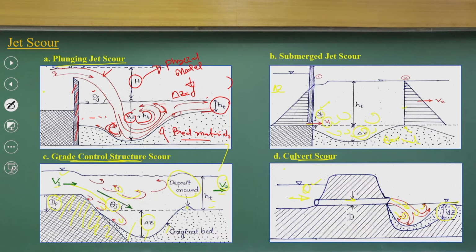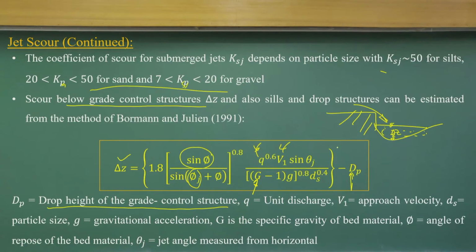Looking at this, you can understand that we can have a relationship between the scour depth as a function of dp, ds, the particle size, d50 most of the time we consider, then you have theta z, v1 and q. q is the unit discharge, discharge per unit width, v1 is the approach velocity, ds is the particle size and g is the specific gravity of the bed materials and phi is the angle of repose of the bed materials. Theta z is the angle measured from the horizontal.